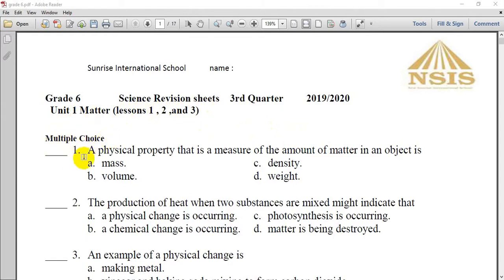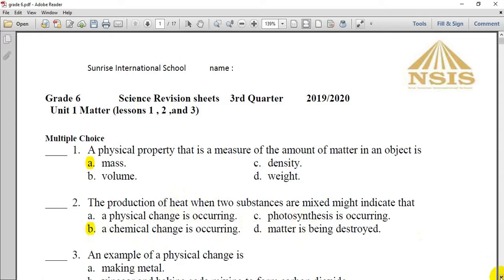In question 1, a physical property that is a measure of the amount of matter in an object. The amount of matter in an object is called mass. So the first answer would be letter A. Question 2. The production of heat. When you mix two substances together and they release heat, heat is a form of energy. And as we said before, releasing energy is a sign of chemical change. So we will choose letter B.